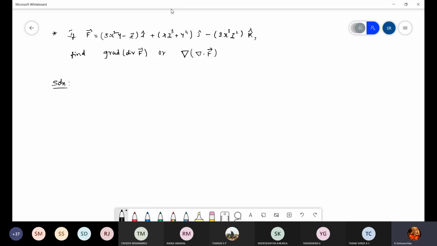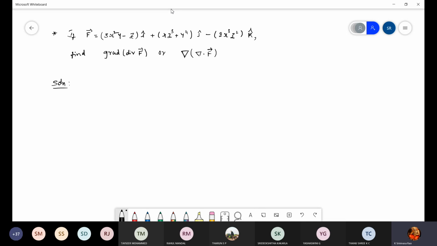Did you understand this symbolic form of this question? Grad of div f: grad means del, and in between don't put any dot or cross. It is usual multiplication. And here, del dot f.